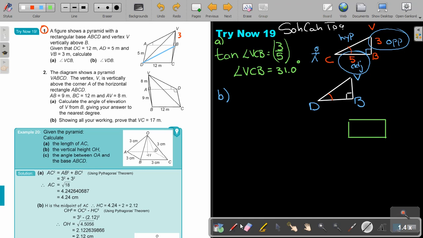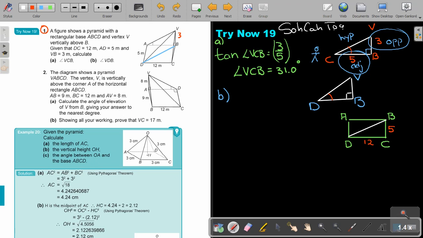Okay, so can I just show you again? This is D, this is C, this is B, this is A. Okay, so now the first thing, if I know that this was 12, the pen again, okay. This was 12. This is 5. So I must first find dB.